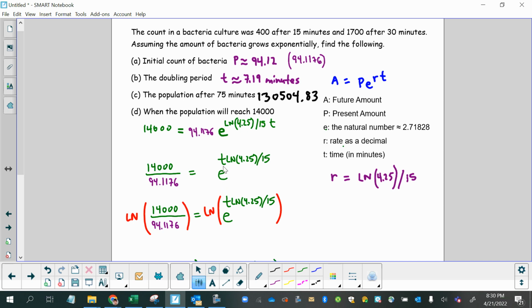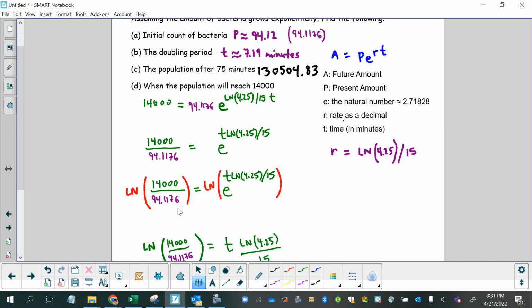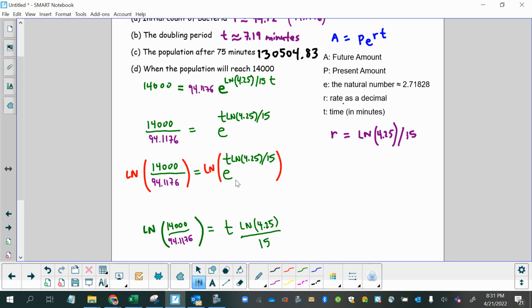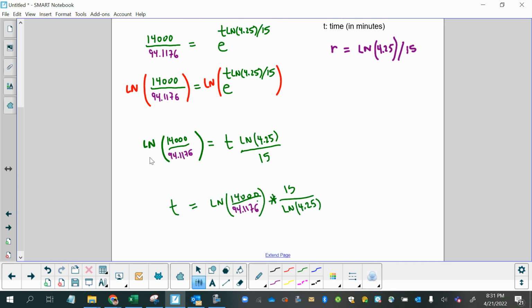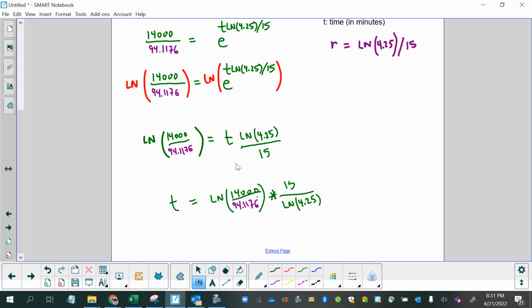Then I have e to the t times natural log 4.25 divided by 15. All I did was switch the order here, which you can do with multiplication. And then I took the natural log of both sides to release the t from the exponent position. Taking the natural log cancels out the e on the right. And then I end up with natural log 14,000 divided by 94.1176 equals t times natural log 4.25 divided by 15. Now I'm going to multiply by the reciprocal of this fraction so that I can get t alone.